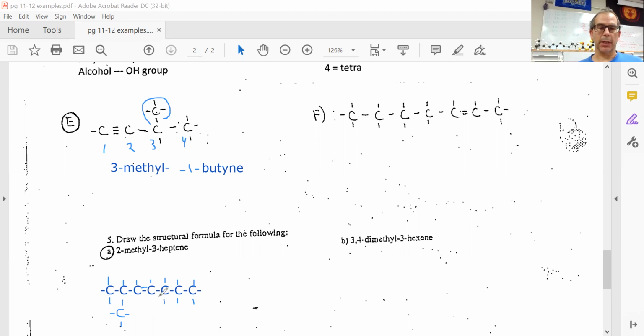I got a 7-carbon chain, which is a hept. I got an ene, which means I have a double bond. Where is that double bond? It's between carbon 3 and 4. 1, 2, 3. So I got the double bond there. And then finally, I put a methyl on number 2. And then I did my stick count, or bonds to hydrogen count, to make sure I have 4 total bonds in carbon each time. All right, hope that helps with page 12. Thank you for watching.